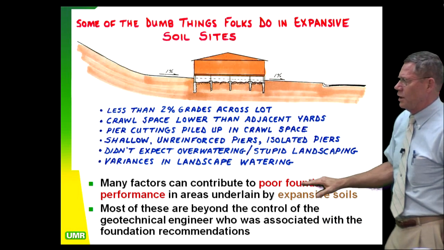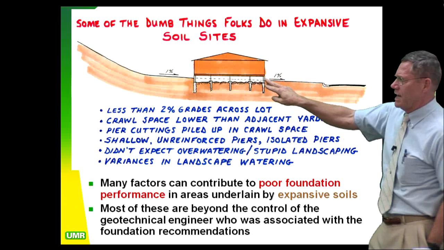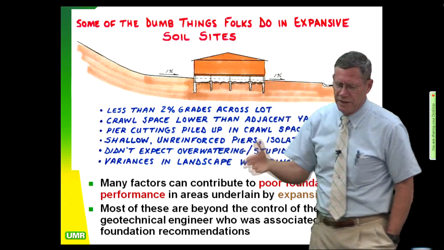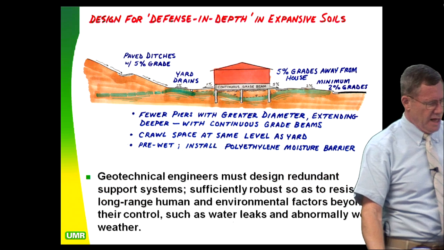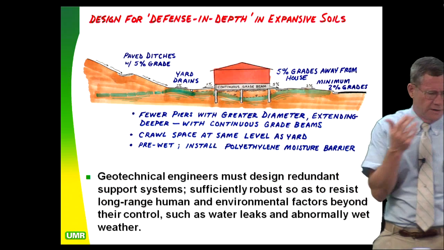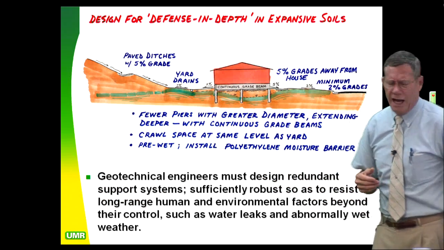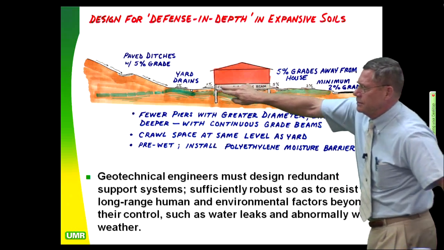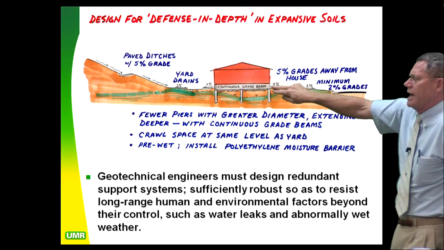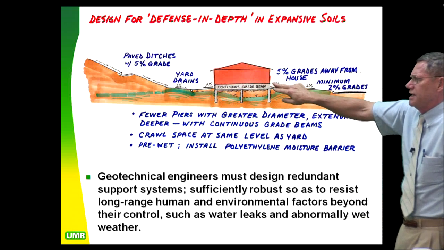So if you want good performance, you really got to tie the piers together with a nice deep grade beam, which I mentioned to you previously. A lot of that stuff's beyond the control of the project engineer. So how do you handle this thing? How do you design in depth? Well, you put in continuous grade beams with a high MC over EI, high section modulus.